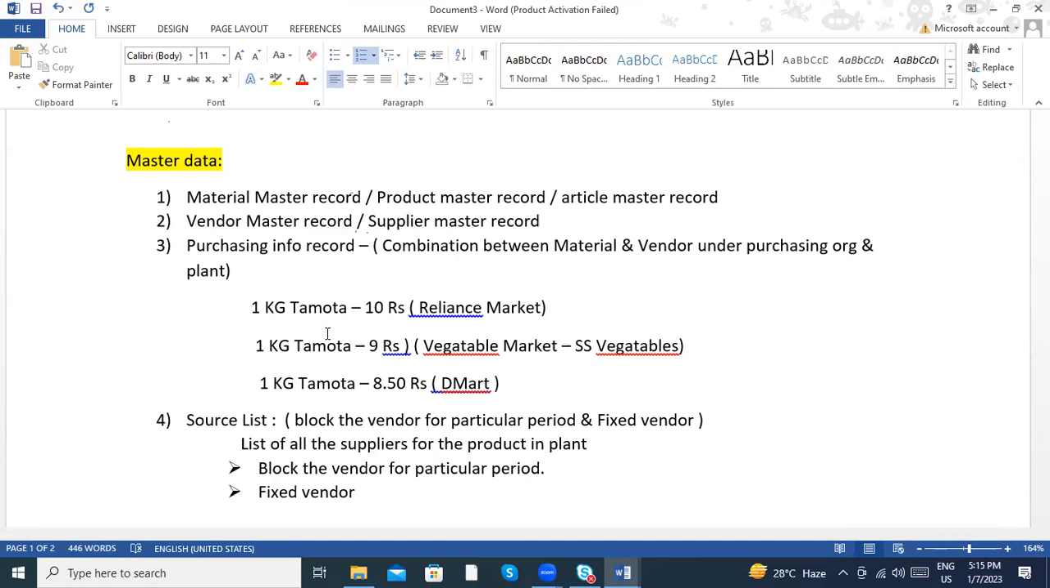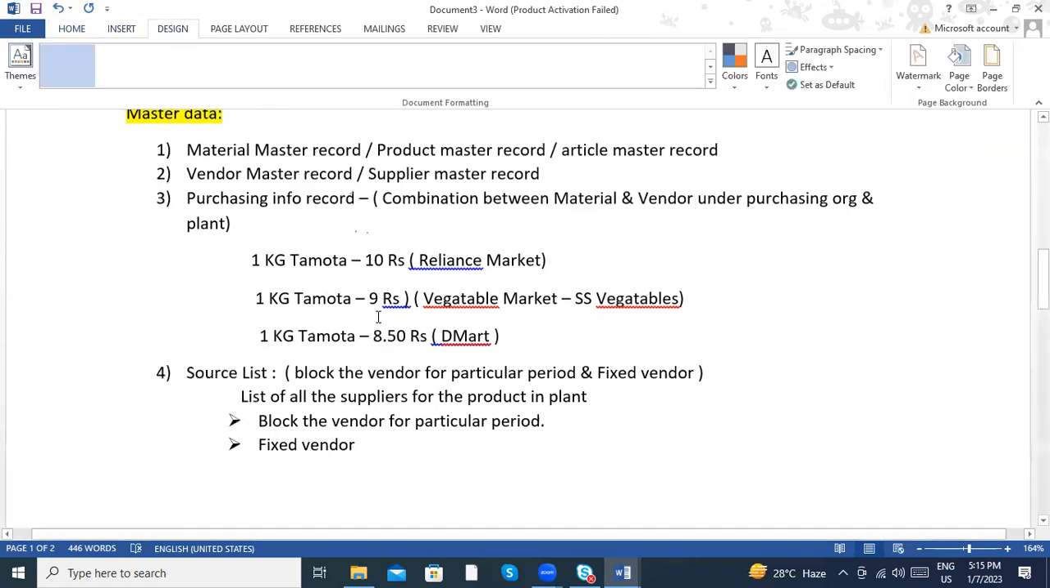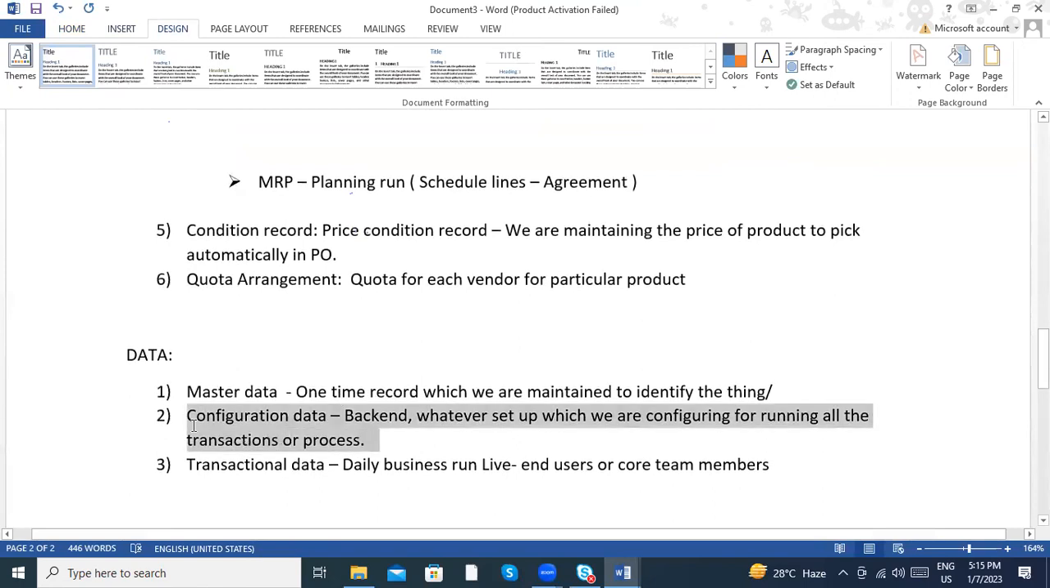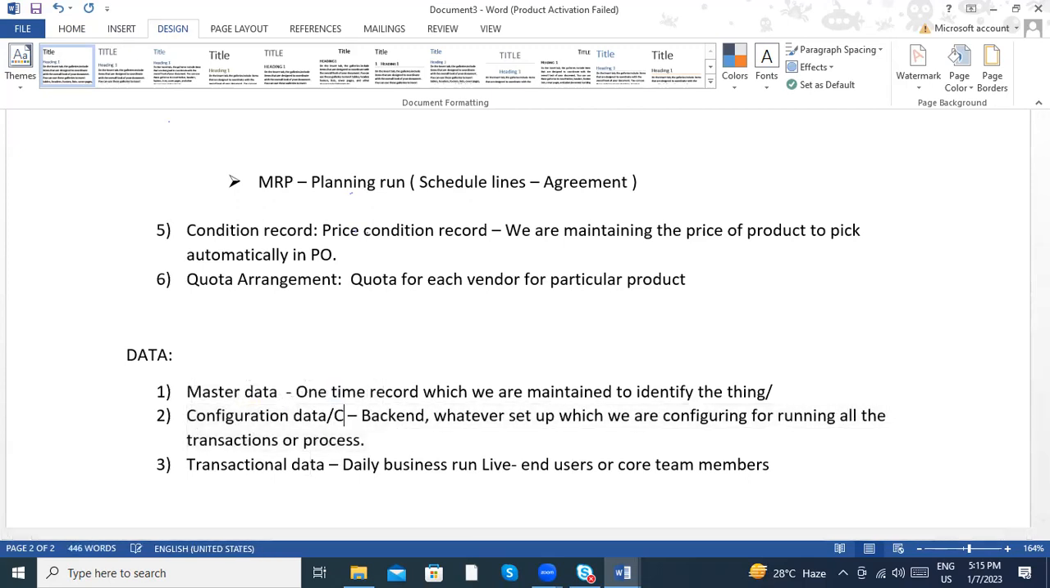Any questions here? No. That's good. So this is very important. Any questions here? No, Ranjan. It's fine. So we are the consultants, right? Majorly we are working on the customization and configuration data. Sometimes we have customization also and configuration data also.